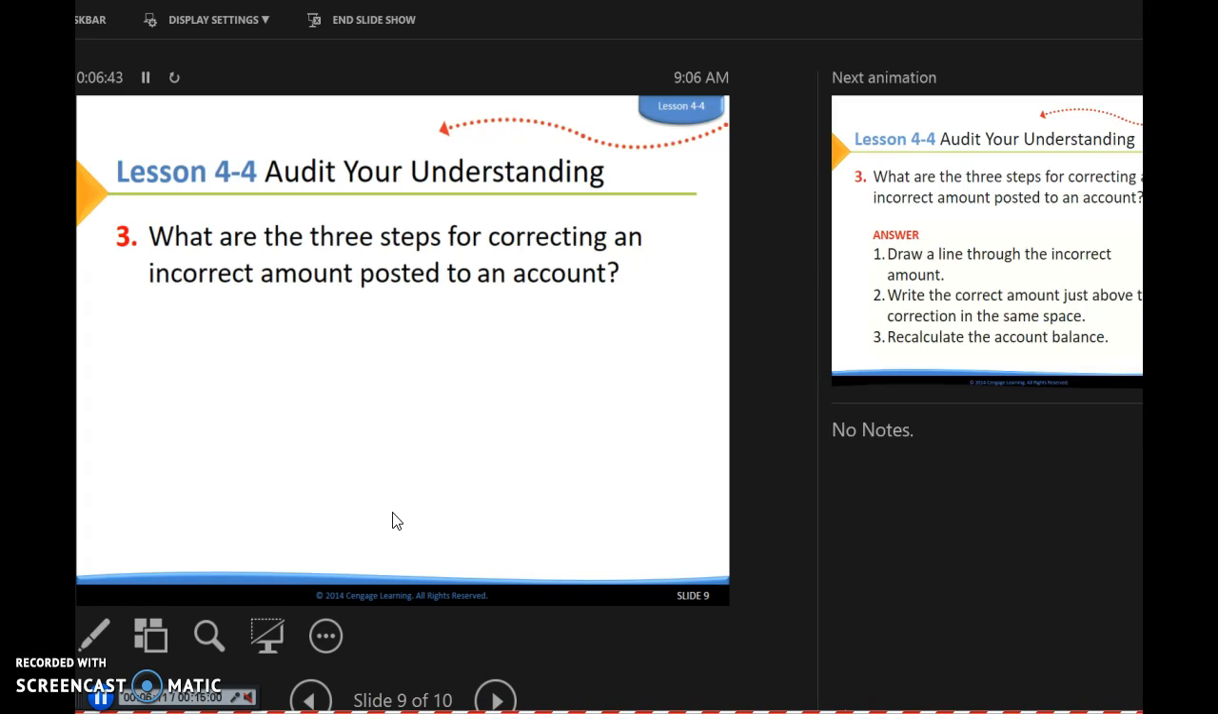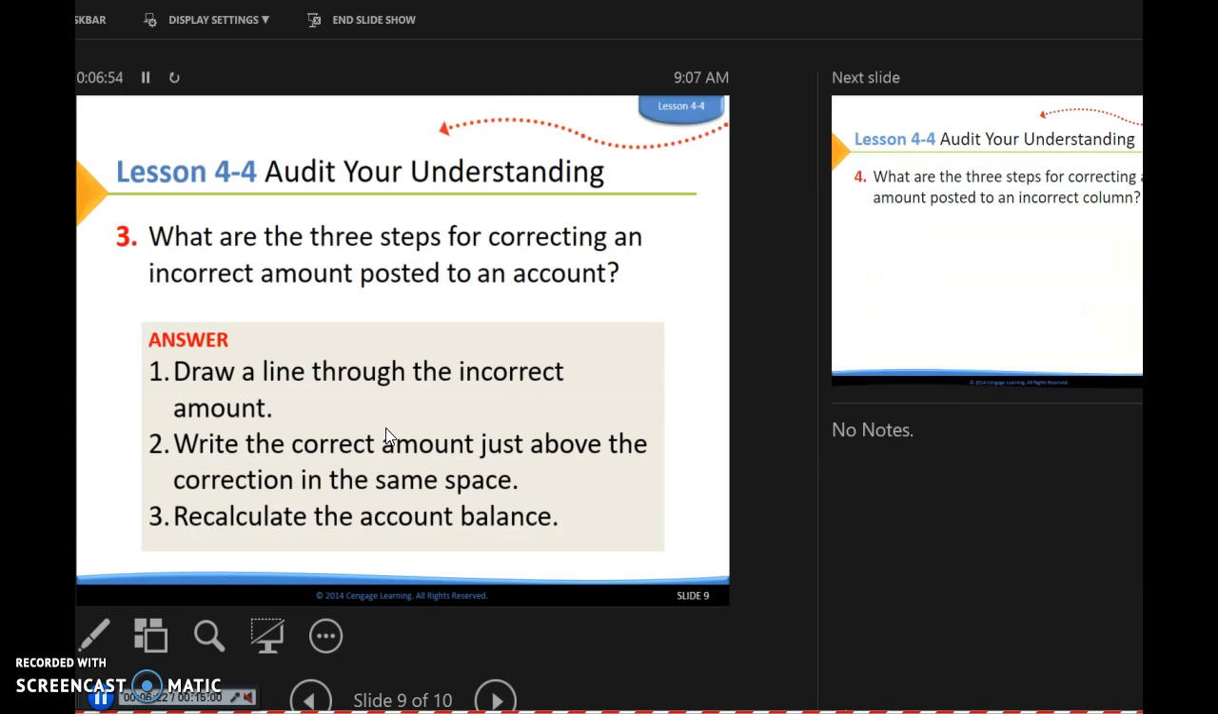What are the 3 steps for correcting an incorrect amount posted to an account? Draw a line through it. Write the correct amount just above. Recalculate the new balance.